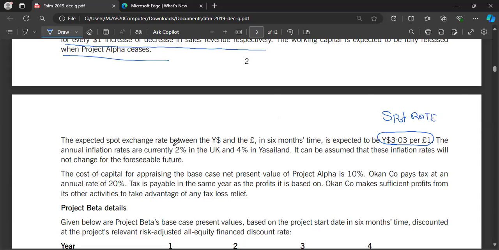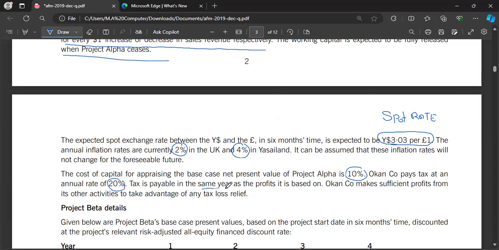The annual inflation rates are currently 2% in the UK and 4% in Y. It can be assumed that inflation rates will not change for the foreseeable future. The cost of capital for appraising the base case NPV of project Alpha is 10%. Okan company pays tax at an annual rate of 20%.